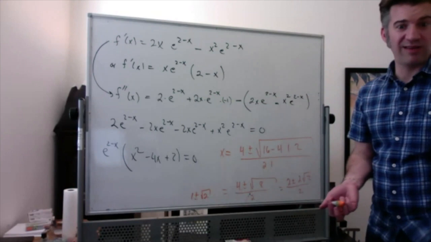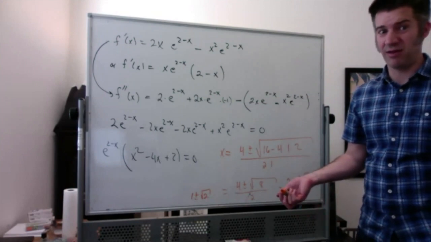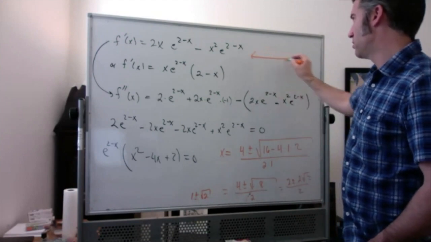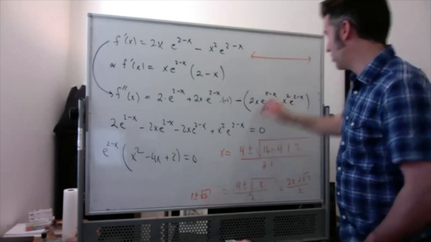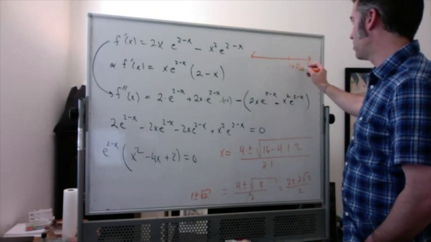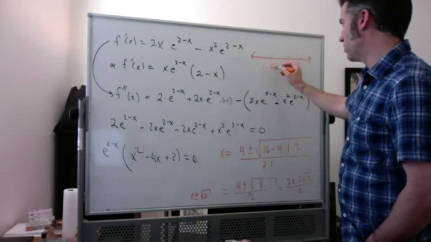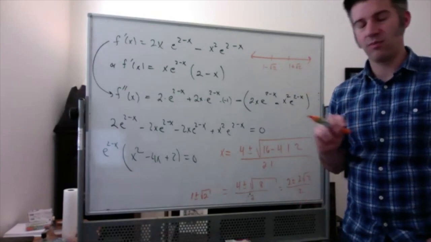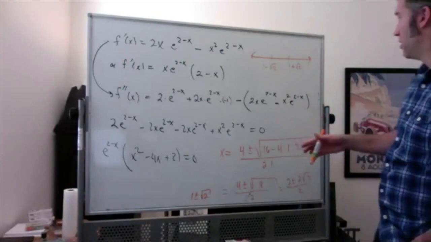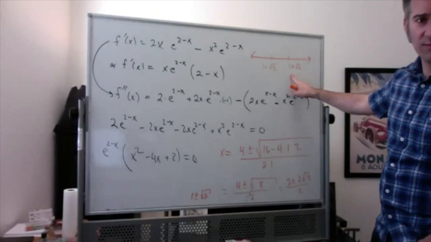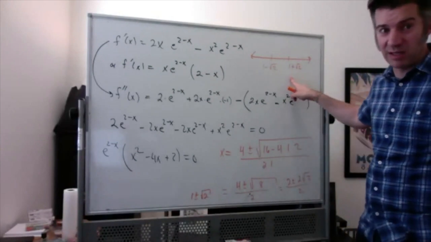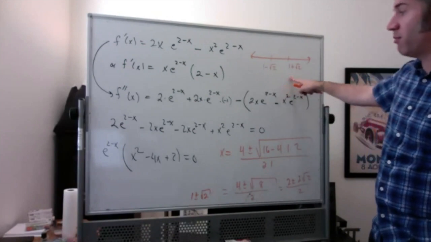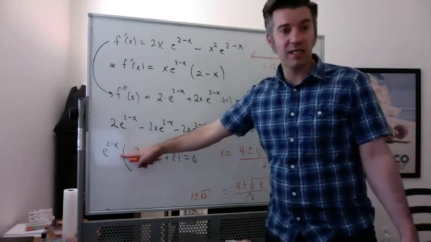So those are my critical values, and now we have to technically check to see if they're inflection points. I'm going to make the number line, and I'll put these values on. So I've got 1 plus root 2 and 1 minus root 2. Now I'm going to plug into the second derivative. So this is where we have to be kind of careful about how we pick our points. Pick something bigger than 1 plus the square root of 2. It doesn't have to be the smallest thing that's bigger. Pick anything that's bigger, like a billion. If you plug in a billion, e to the anything is positive.